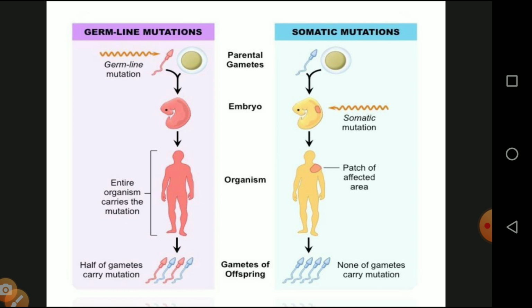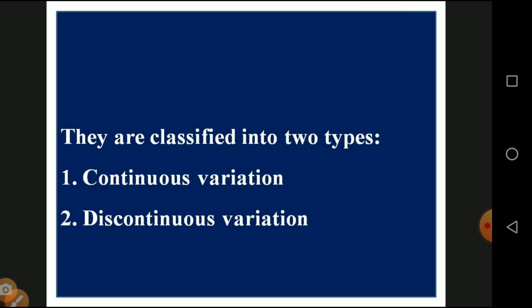At the same time, we will see the germline mutation, which takes place in the next generation. Because of that, there is 50% contribution from the father's side and 50% contribution from the mother's side. Next, we can look at the classification of variation based on these things.